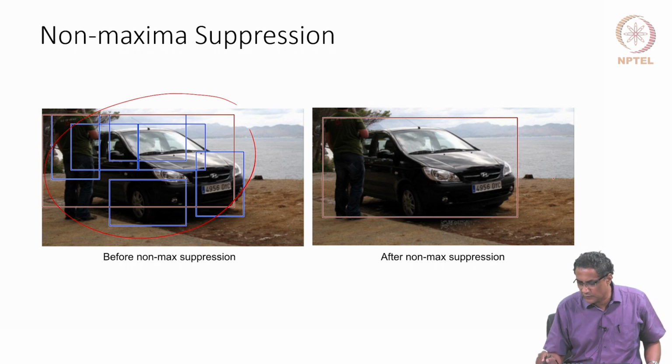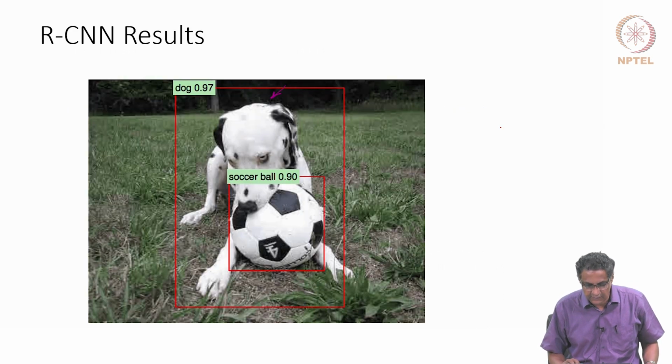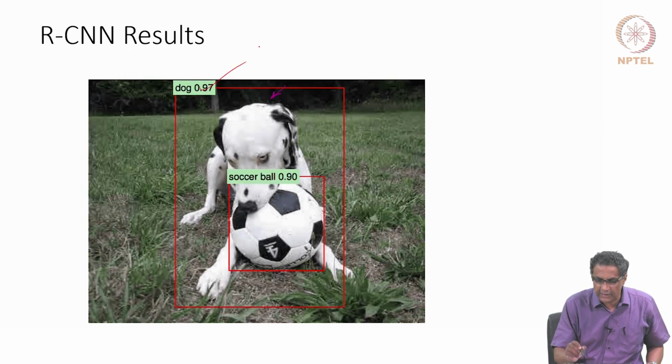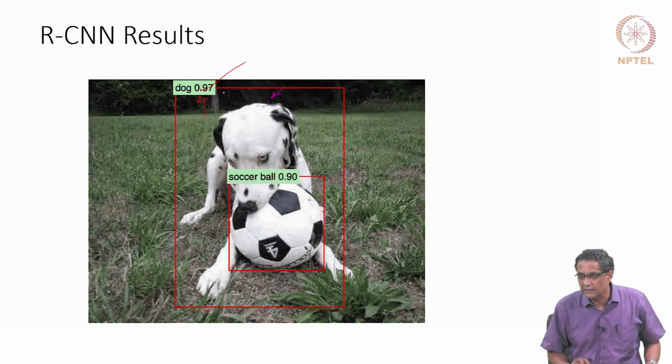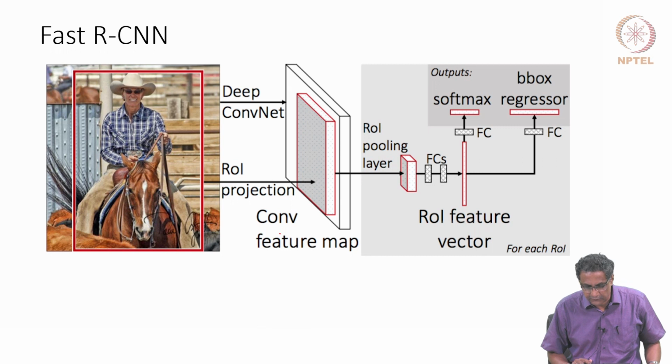And after you do non-maxima suppression, you'll get a bounding box around the object of interest, and you also have the class label along with the score, which tells how sure it is about that particular object. So here it's a dog, and there it's a ball, and so on.